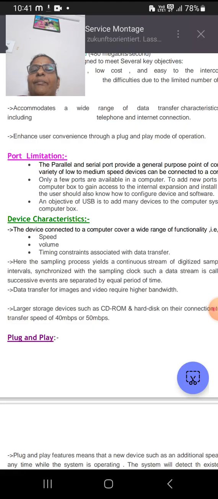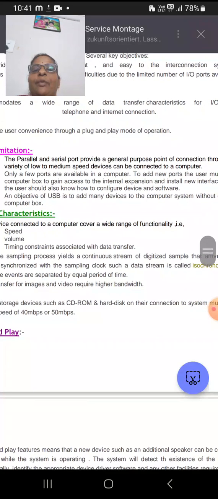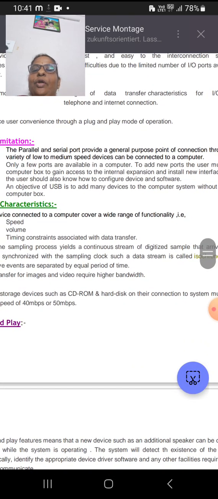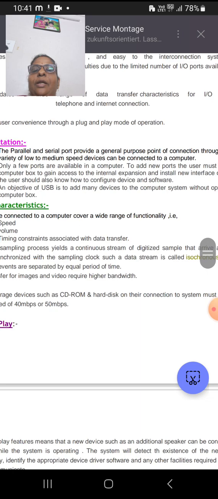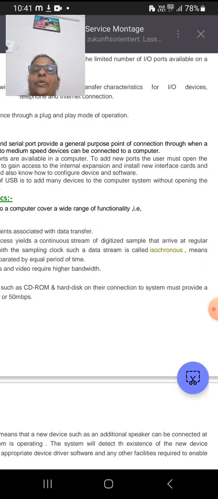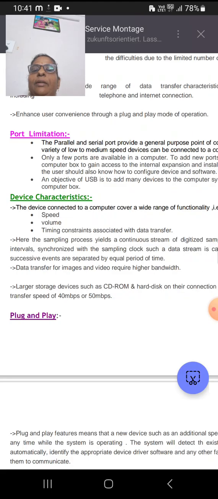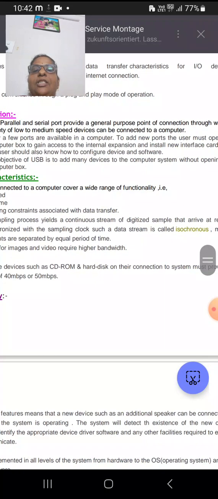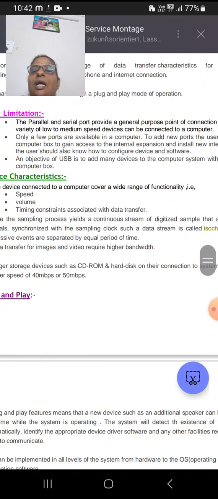So Ethernet offers user convenience through a plug and play mode of operation. The port limitations: the parallel and serial ports provided are general purpose points for connecting a variety of low and medium speed devices to a computer. Only a few ports are available in a computer. To add new ports, users must open the computer box to gain access to the internal expansion slots and install new interface cards, and the user should know the configuration of the device and the software.